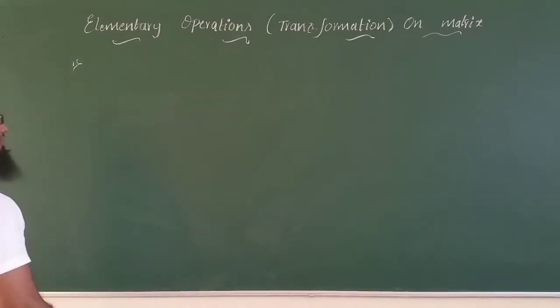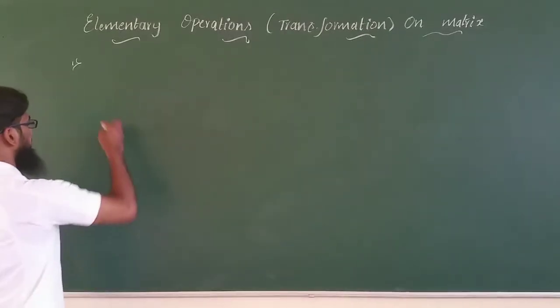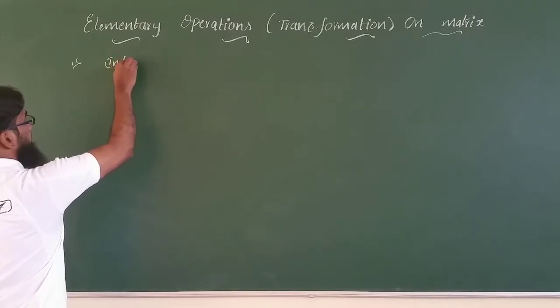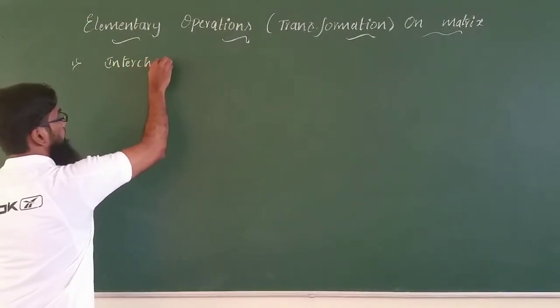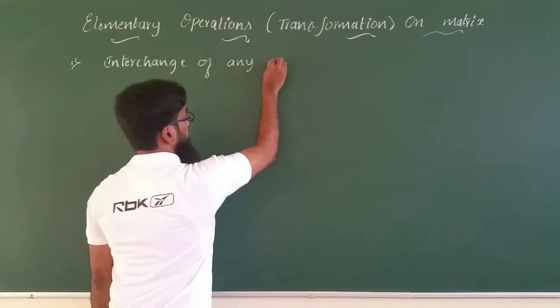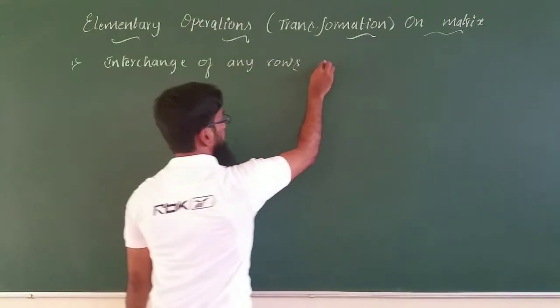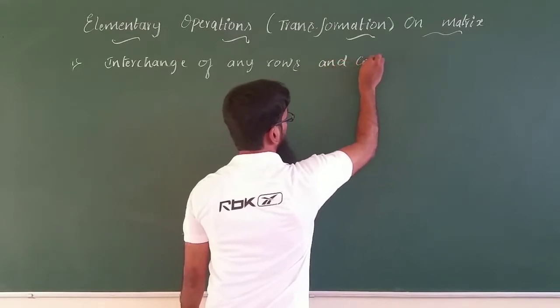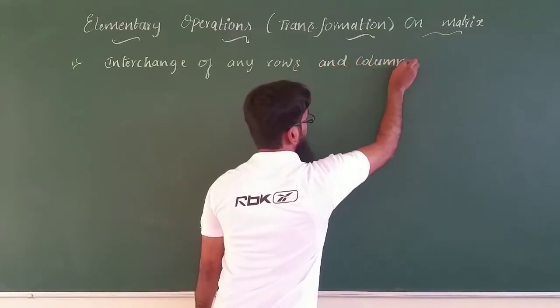The very first elementary operation is that we can interchange any rows and columns. So I'll write here: interchange of any rows and columns.